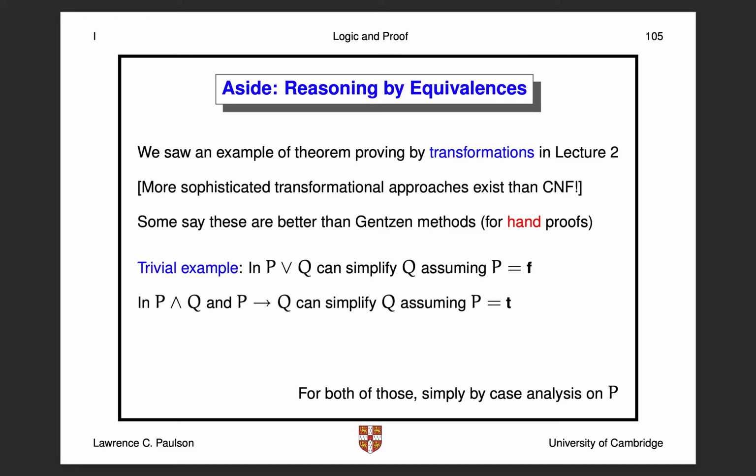But it must be pointed out that most of these transformational approaches are intended for hand proofs. Our lecture course is not about hand proofs. You will find if you do Gentzen proofs by hand, they blow up very quickly, but we are learning them, remember, because of their role in automation.